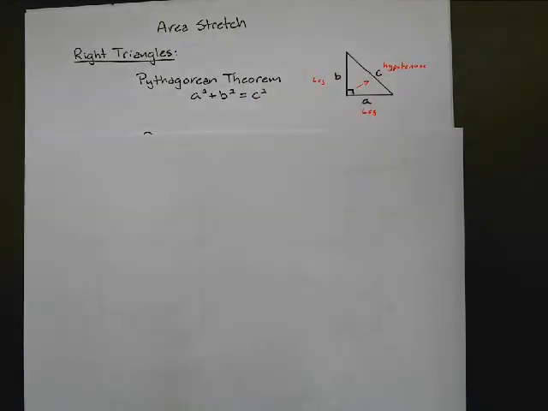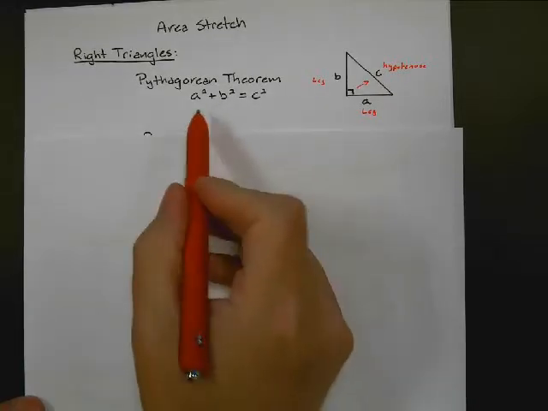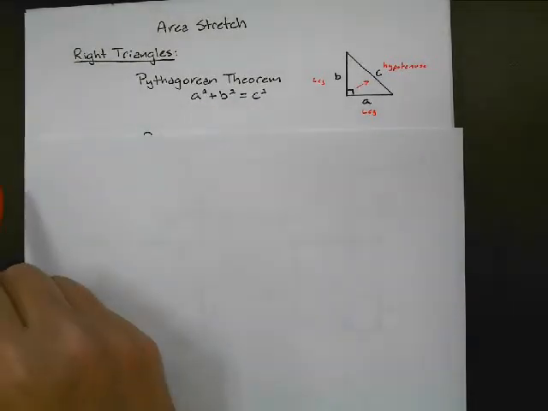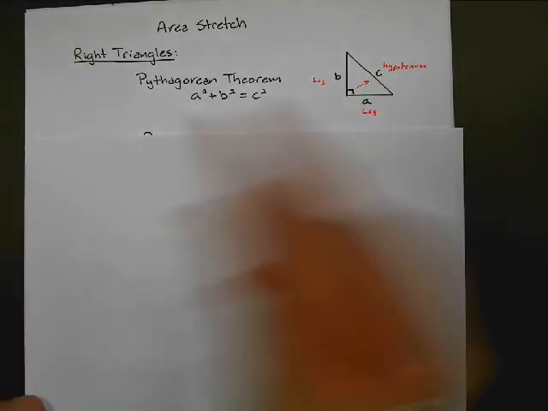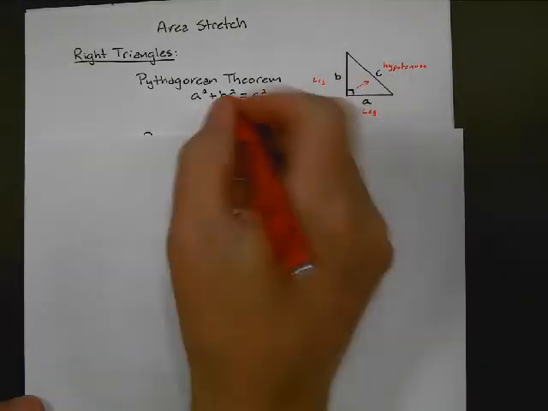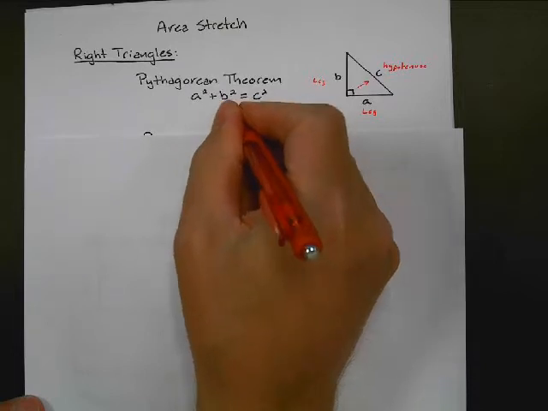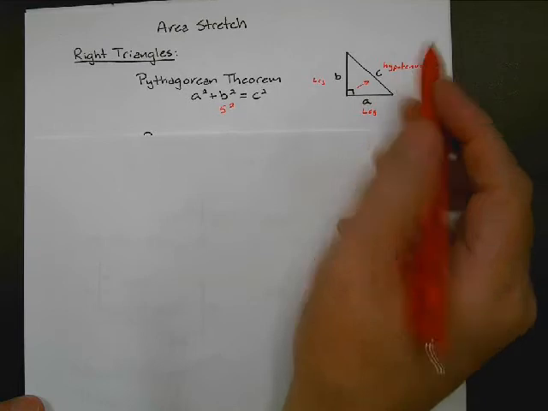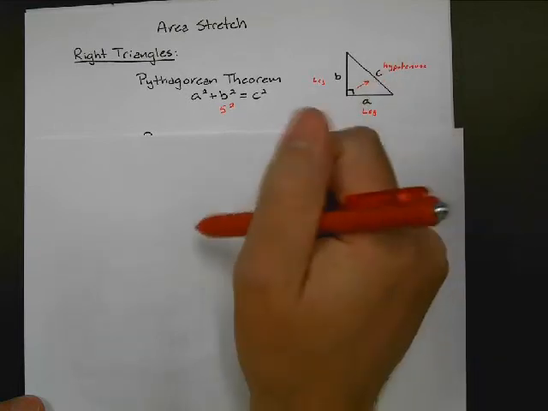So there's a formula for solving for these sides. If you know two sides, then the third side can be found with this equation: A squared plus B squared equals C squared. So let's say, for instance, that we knew this side was 5. That would be the B side. And let's say that we knew that this side C was 10.